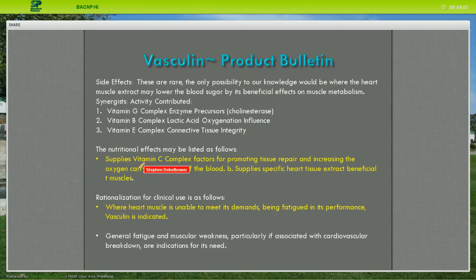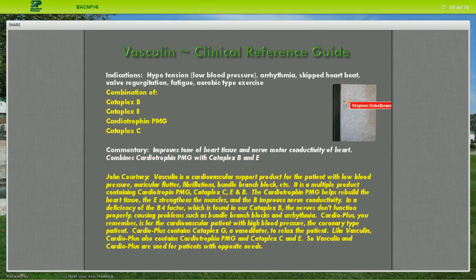So we see that obviously Vascular, like Cardio Plus, supplies the vitamin C complex, which promotes tissue repair, particularly connective tissue, and supplies specific heart tissue extract beneficial to muscle. So that's the cardiotrophin. So in the clinical reference guide on Vascular, again, we see that it's the B, E, C, and protomorphogen. It's indicated for lower blood pressure and people with skipped heart rhythms or any sort of heart and nerve conductivity problem.